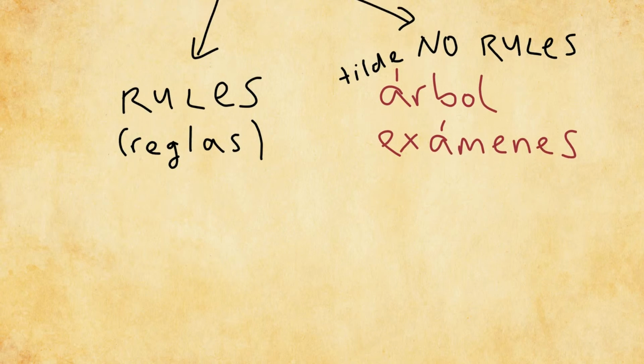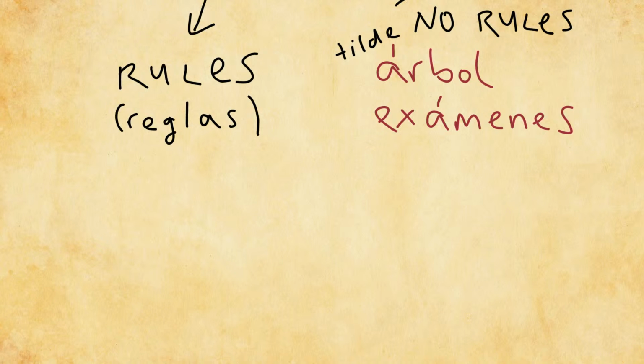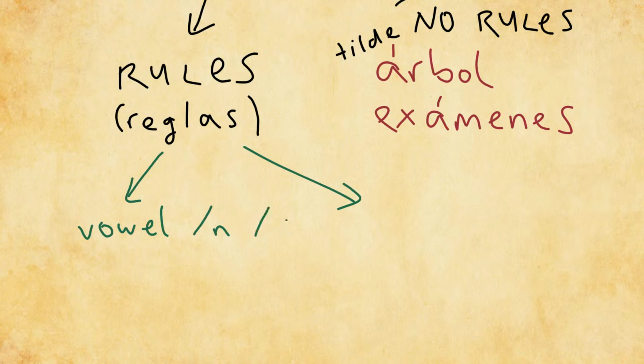Now let's move on to the other group, which follows rules. And again, we can say that this group divides Spanish words into two groups. So basically we can say that there are two rules. The first rule applies to a group of words that end with a vowel, an N, or an S. And if you encounter a word that ends with a vowel, N, or an S, you stress the next to last syllable. Next to last.